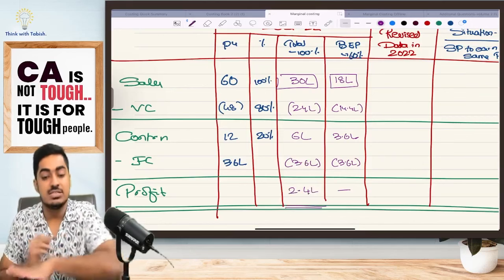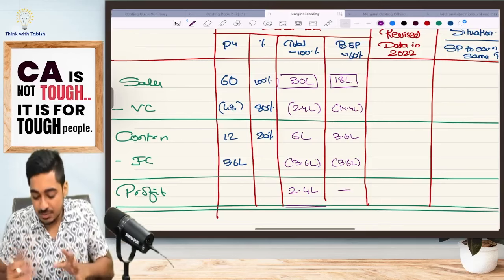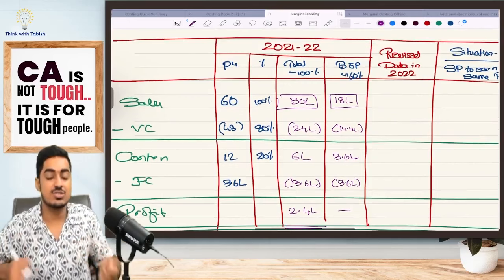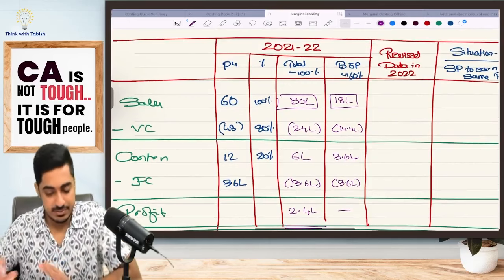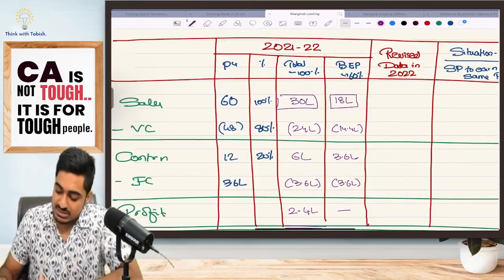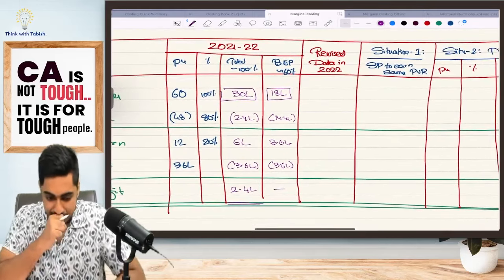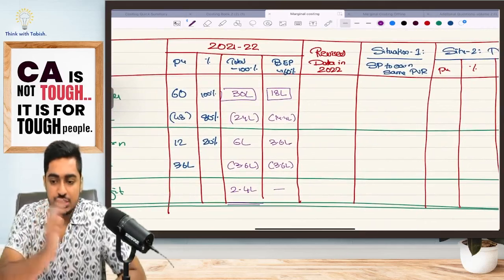None of these things has ICA asked, but just because data was available, I just wrote it. We never know when which data is going to be handy for us. Is this clear, everyone? Now comes the next year. For next year, what is happening? Is this clear? 2021-22, is it clear?